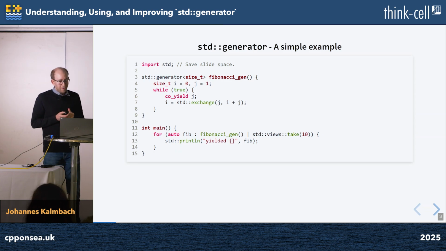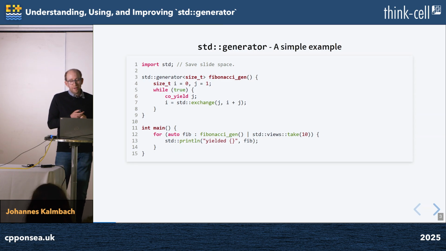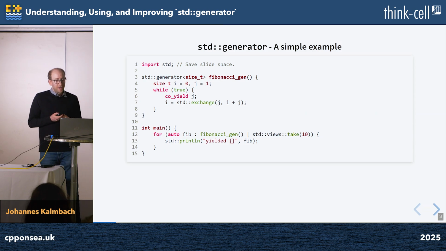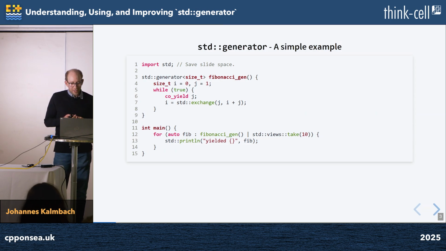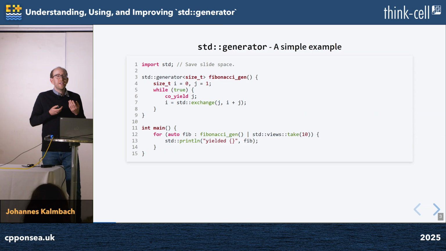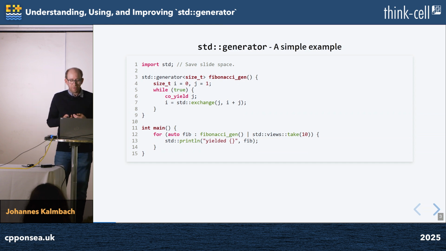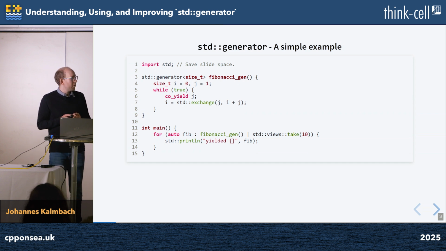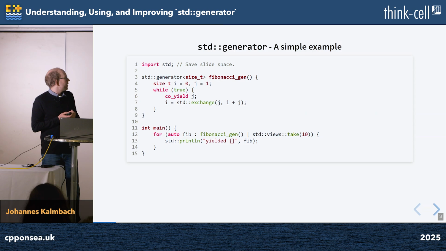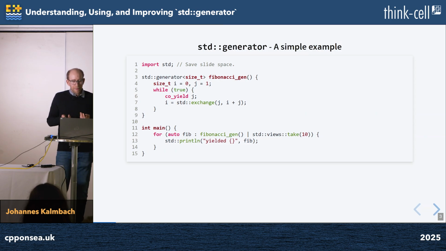And then in the lower part, in the main function, we can call this Fibonacci gen, and it gives us something that we can just use as a range. So we can, in particular here, use it with all the C++20 range facilities. Here we pipe it into take the first 10 numbers, because if you noticed, our generator is infinite, and then we print them.